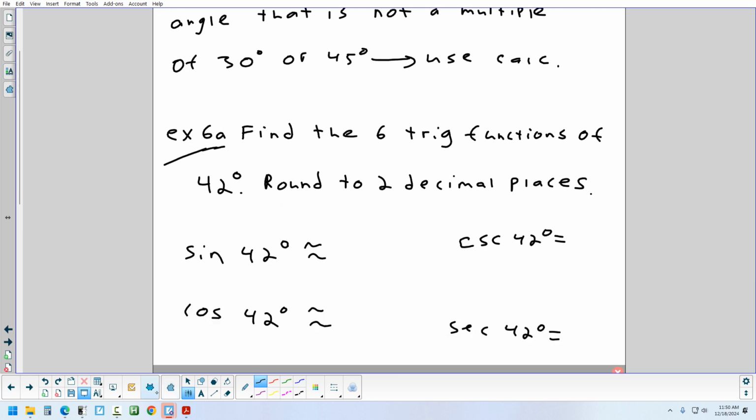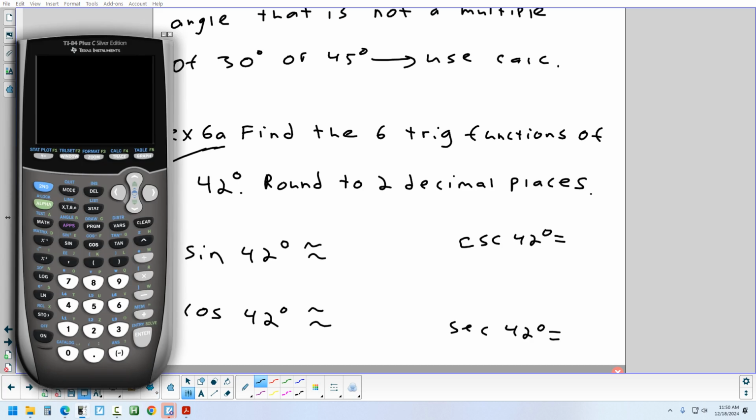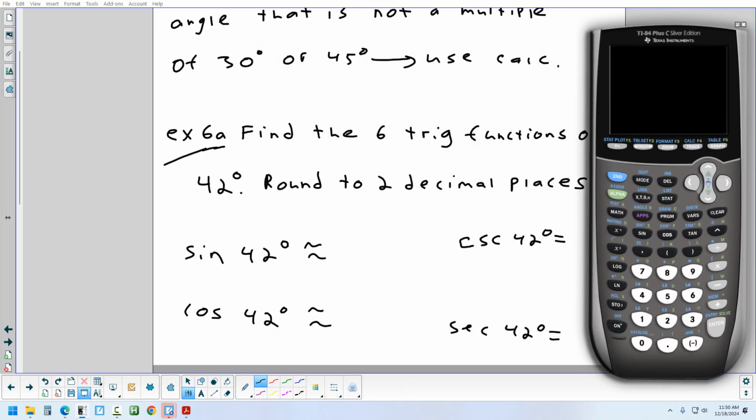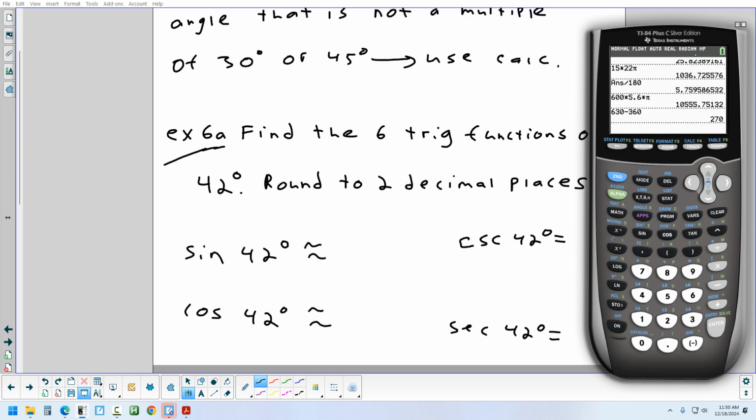All right, so let's try 42 degrees. First thing we have to check when we are typing it in on the calculator is the mode. Right now, my calculator is in radians. If I do this problem the way it is, I'm going to get it wrong. I need to change this mode to degrees. So if you press mode, and then go to the fourth option down, highlight degrees, hit enter, and now we're ready to do this problem.